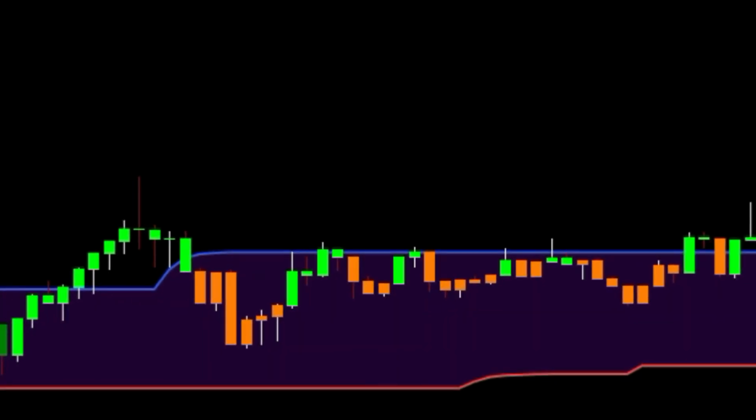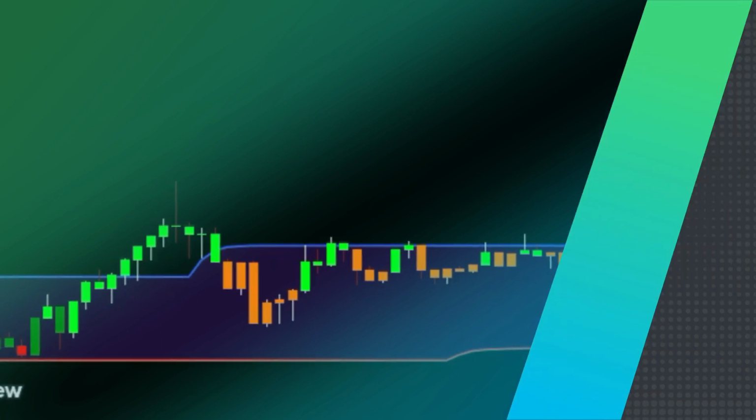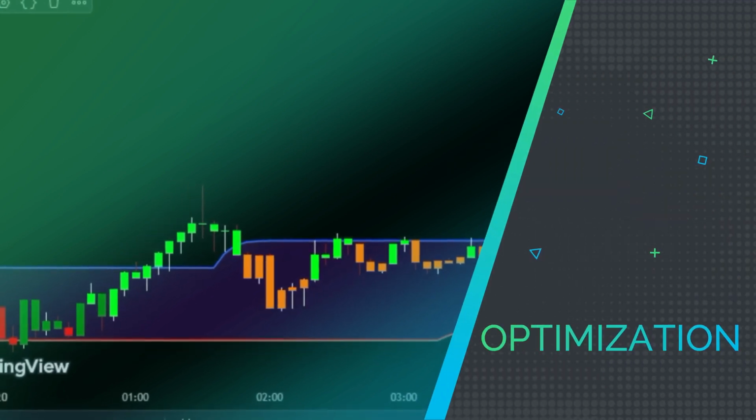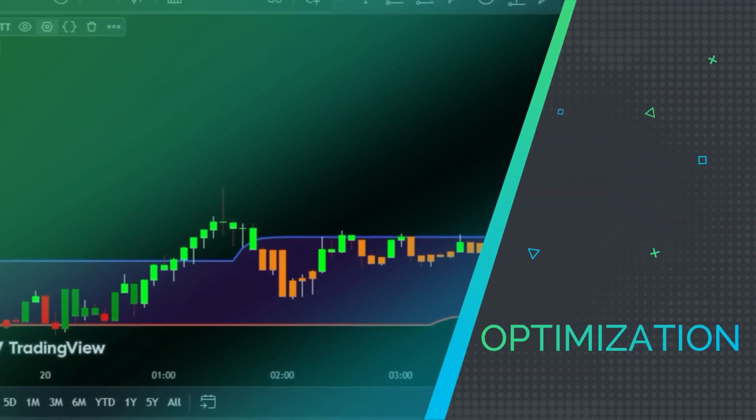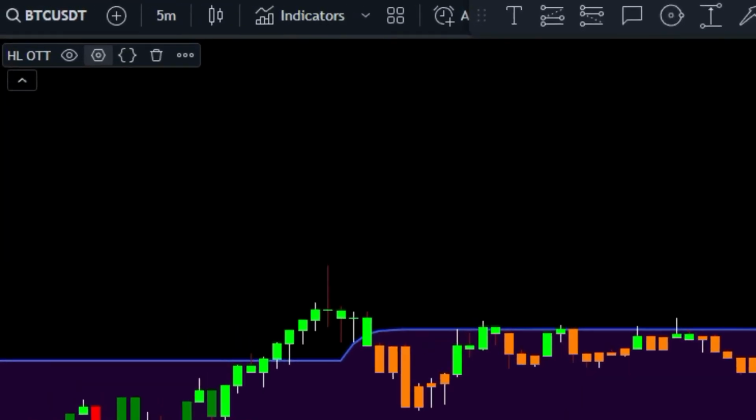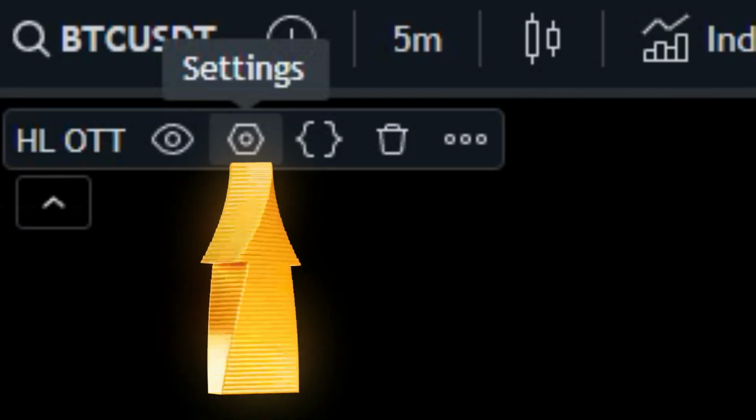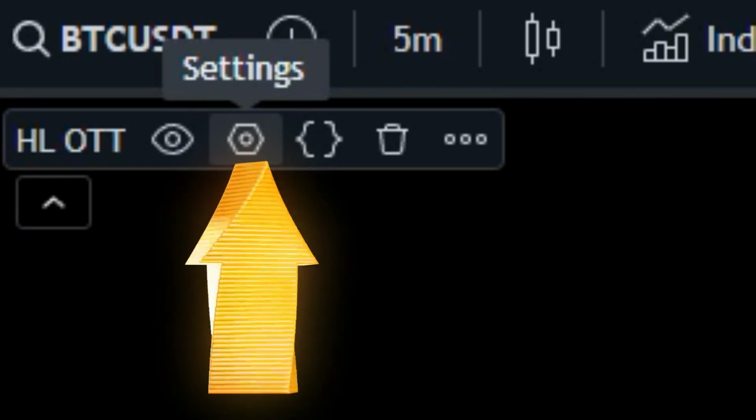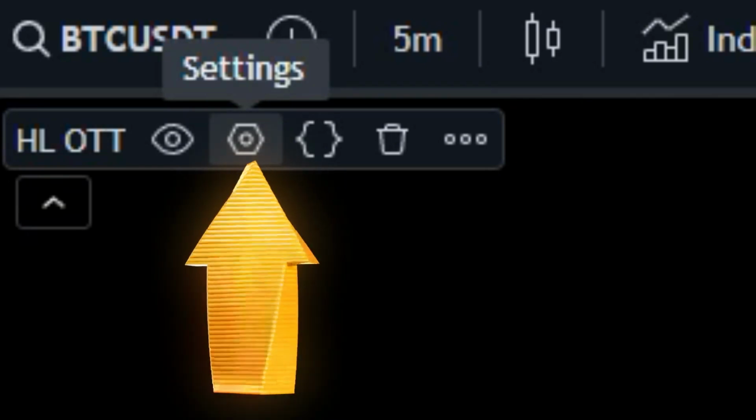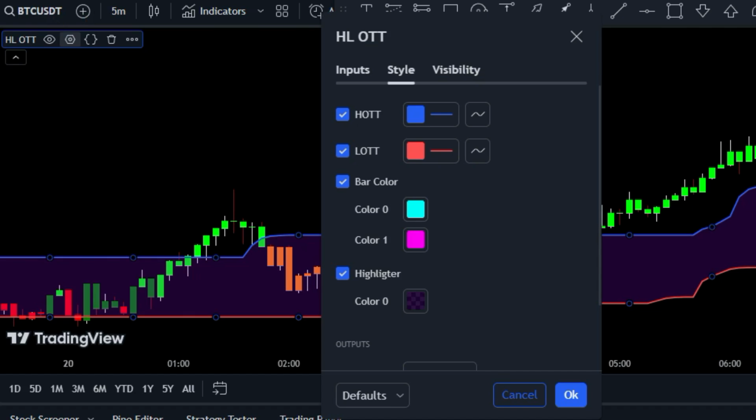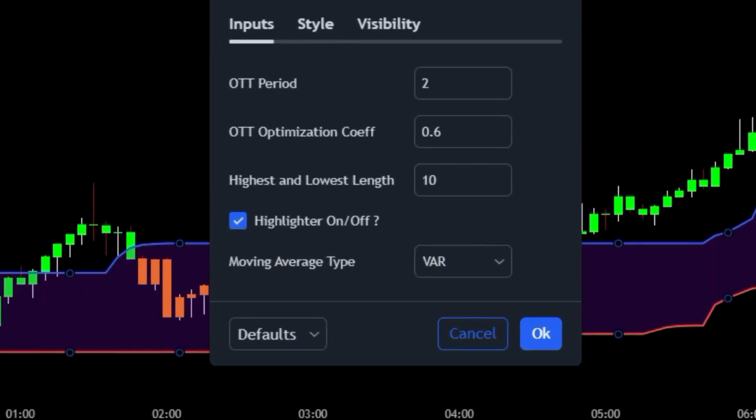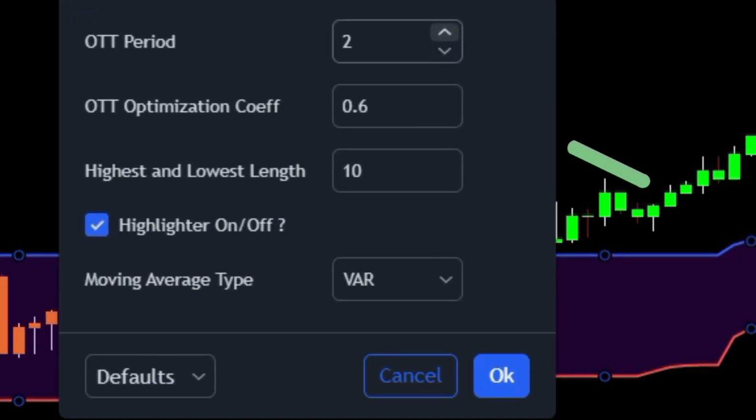Now, let's fine-tune this bad boy to create a clear scalping trading strategy that'll help you rack in those profits. You'll see the HLOTT indicator's name right there on your screen. Next to it, you'll find the little gear icon. Go ahead and give it a click to open up the settings window. We're about to make some magic happen.